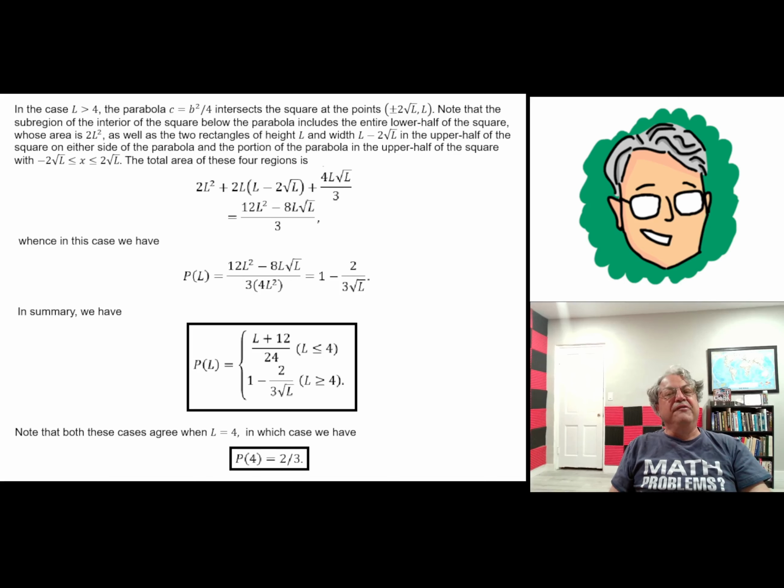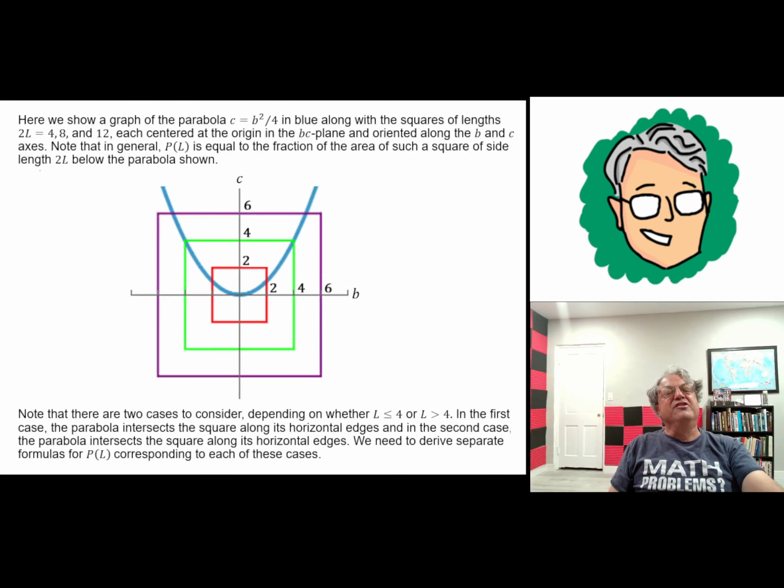In that case, we're still going to get the entire lower half of the square with area 2L squared. I probably didn't do this in the most efficient way possible, but you're going to get actually 4 regions we care about in this case. So we have the lower half of the square that has area 2L squared, but then we also have 2 rectangles on either side of the parabola. You have these 2 rectangles in the upper half of the square. I didn't draw them here, but you can imagine a rectangle.